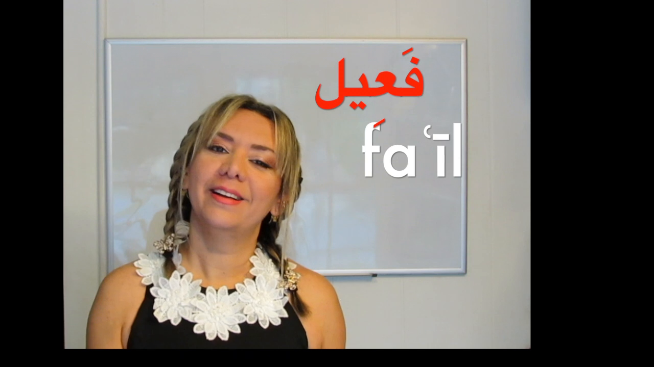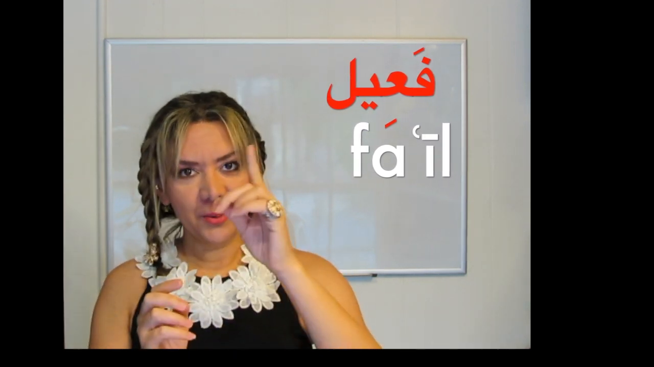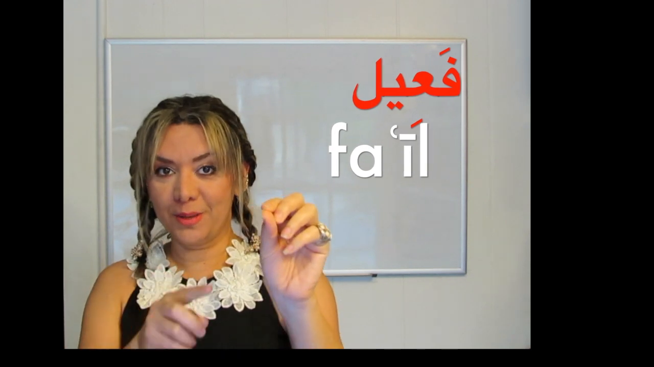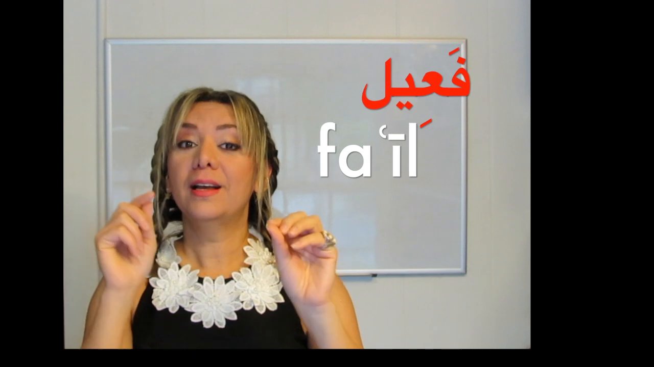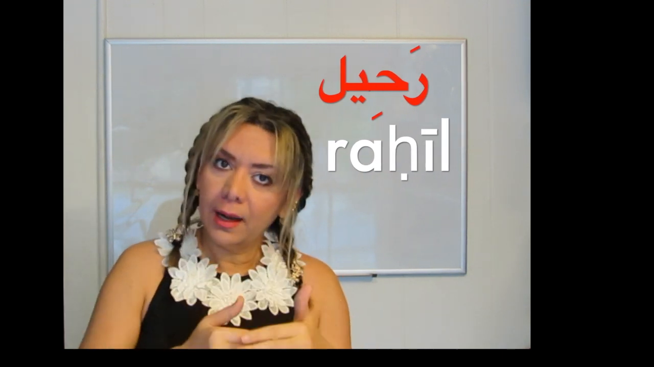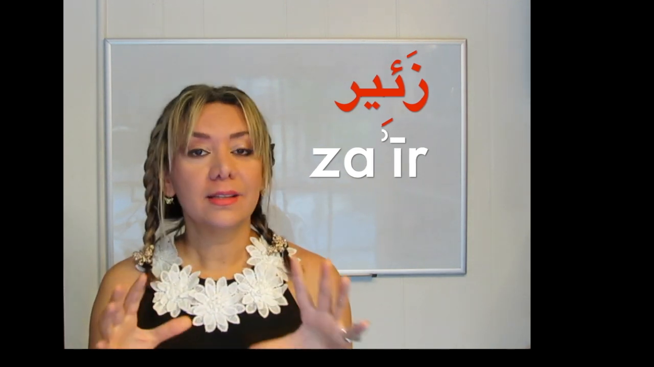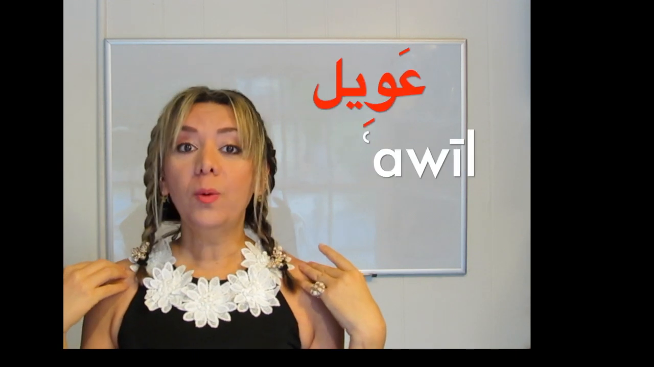And the pattern fa'il. So here we have the second radical that is followed by the long vowel ya, that has to be preceded by the short vowel kasra. Fa'il refers to sound or motion, like rahil, leaving, departing. So you depart somewhere or you leave the place. Roaring, za'ir. And 'awil, weeping.